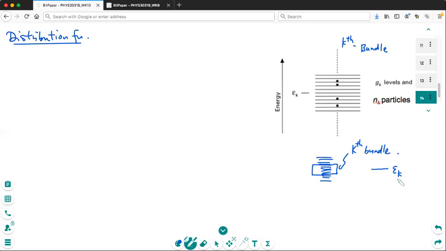Okay, so I'm going to call all these numbers G sub K. So I have one energy value, but I have G sub K of them times G sub K of them. That gives me the advantage of dealing with big numbers. Where are the big numbers? The big numbers are this G sub K, and the big numbers will be N sub K. So I can use Stirling approximation later.